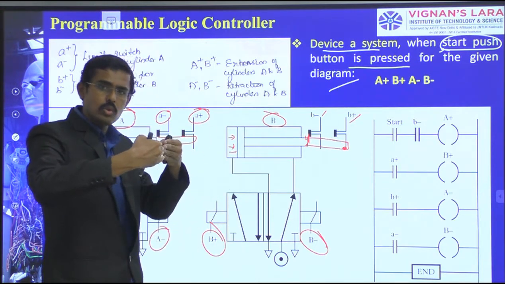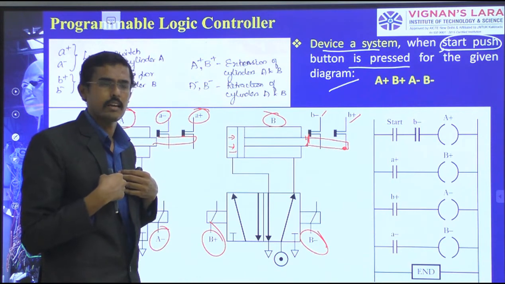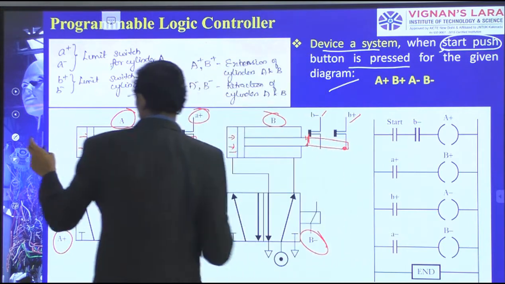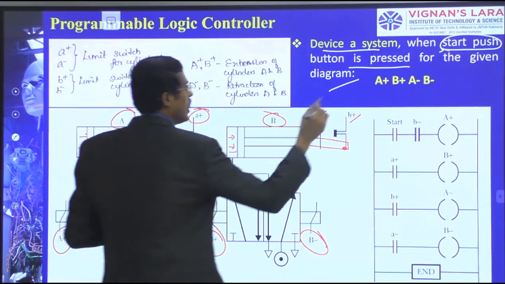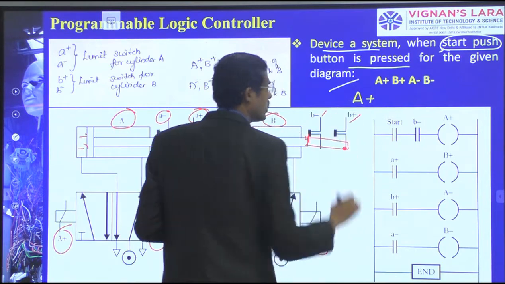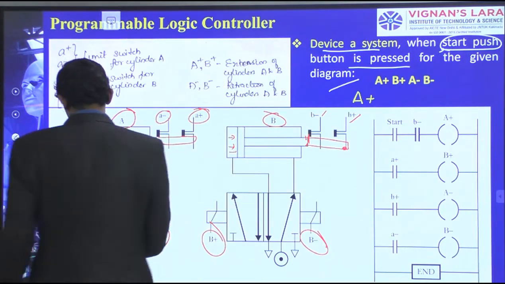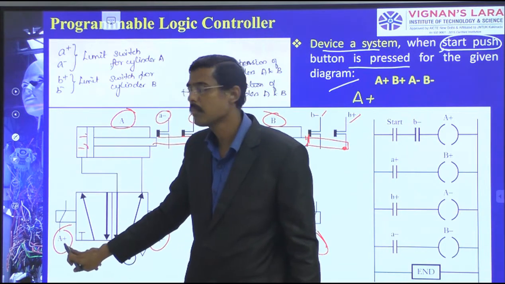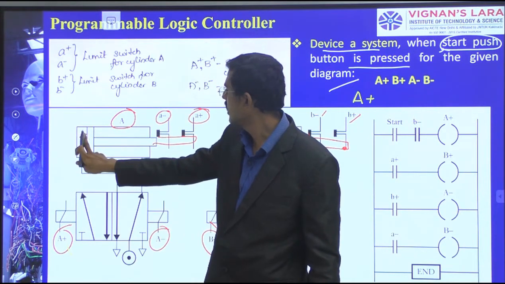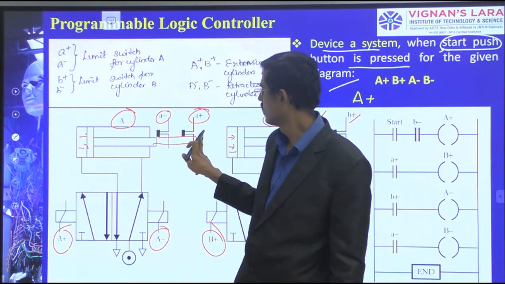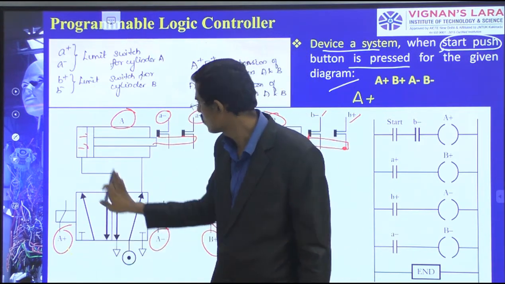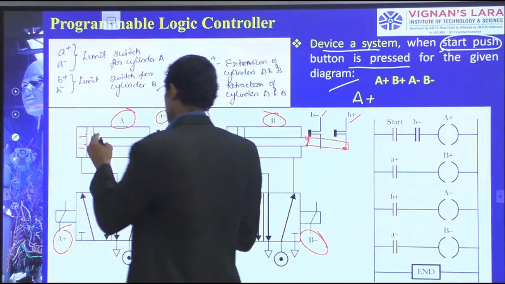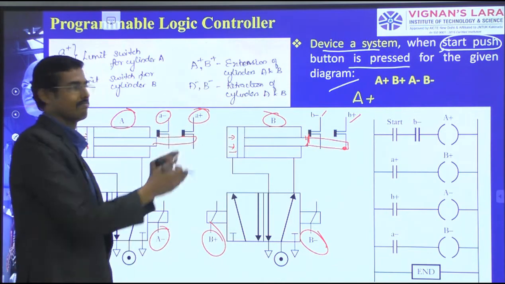I have attached two combinations I want to take care of. Two cylinders I have taken, in such a way that I want to operate the A position first. If A plus is operated, the air from here moves in this direction. When this is operated, air goes and the piston moves from left to right. Now the A cylinder is at the right end.